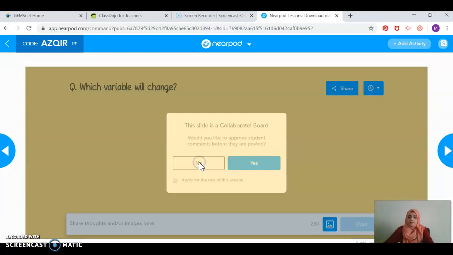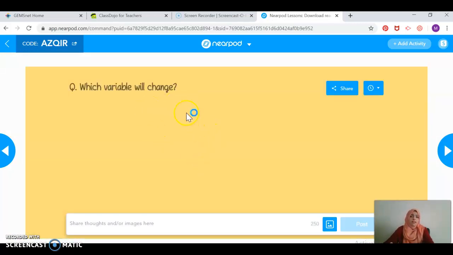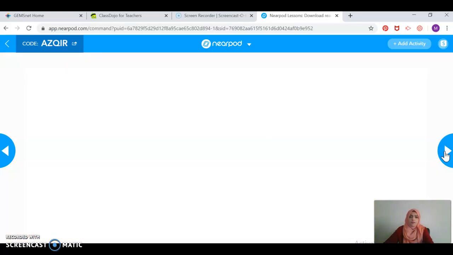Next is which variable will we change. They are going to investigate which material will keep the potato warmest for the longest time. So what is their independent variable? What do you think will be the independent variable? They are going to try different materials and see which one will keep it hot the longest. So what is their independent variable? You need to write it here.